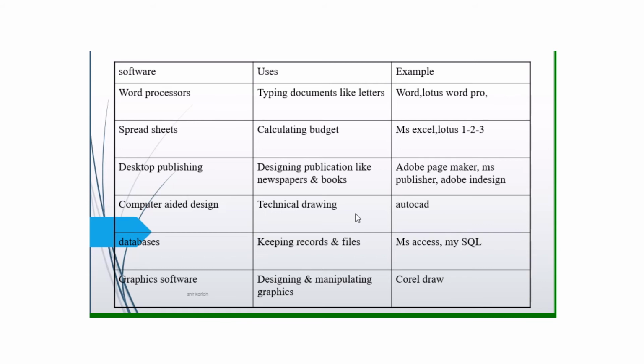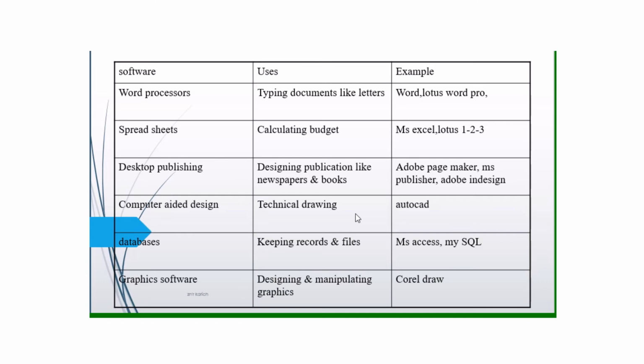Computer-aided design software is used for technical drawing. You have AutoCAD. Databases are used for keeping records and files. Examples are MS Access, MySQL, Oracle, Database 4, etc. Graphic software is used for designing and manipulating graphics. In this case we have CorelDRAW, and you have Photoshop. You have others like Adobe Illustrator and many others.